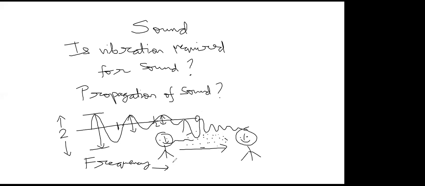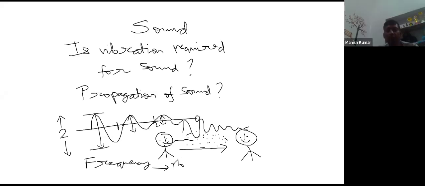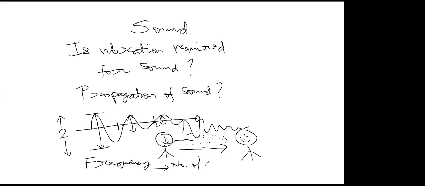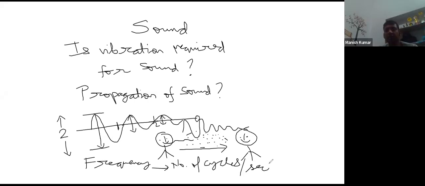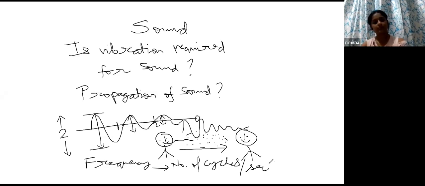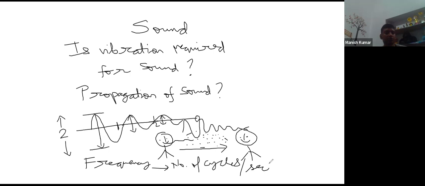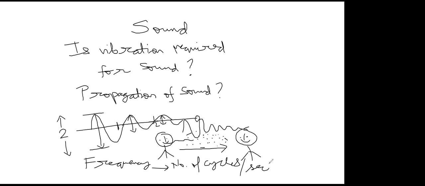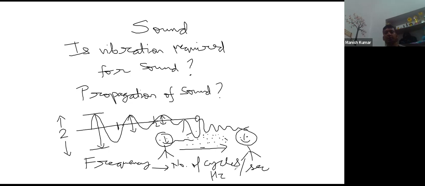The number of oscillations completed by a pendulum in one second is called frequency. Okay, that is also okay. Number of cycles per second, number of cycles that occur in a second. Okay, understood? Yes. It is called frequency, and the unit of frequency is hertz. Either you write cycles per second or you write hertz. Both are almost the same.